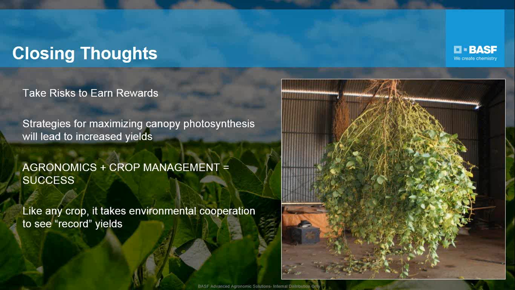Okay, we've got just a couple more questions left. Seems like we had a lot of tall soybeans with fewer pods last year. Why did that happen?